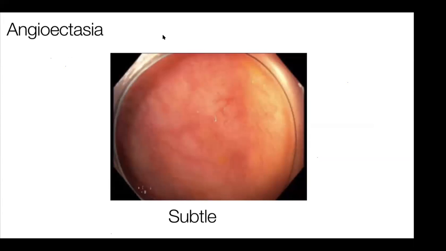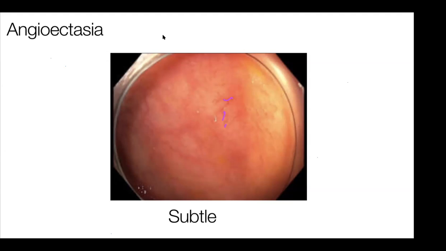Here, as you can see, sometimes the angioectasia could be very subtle. You can see a few vessels, and there's a redness here. And in the past, a long time back, there was an interesting report that talked about giving naloxone for patients with subtle angioectasias to brighten them up.